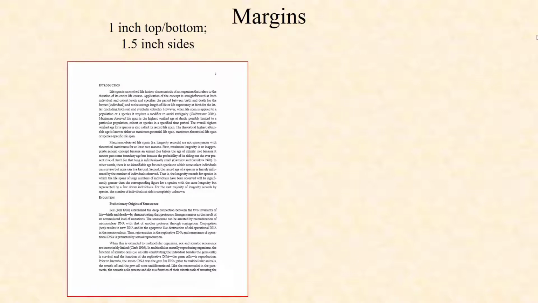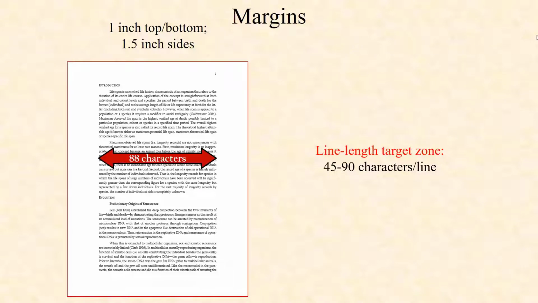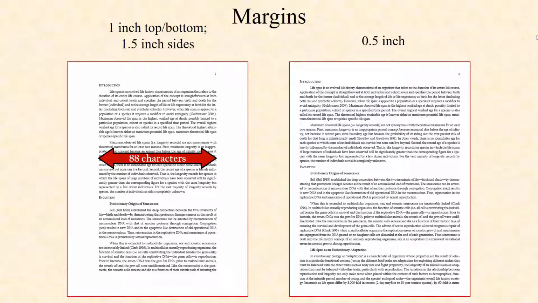Next, we go to margins. And of course, we use 1 inch top and bottom, and then 1.5 inches on the sides for the term paper. Now see here, the line length target zone is 45 to 90 characters across per line. And so we see here, this is about 88 characters across, give or take, for our paper, which is optimal. Whereas if we had 0.5 inch margins, we'd have 124 characters across.